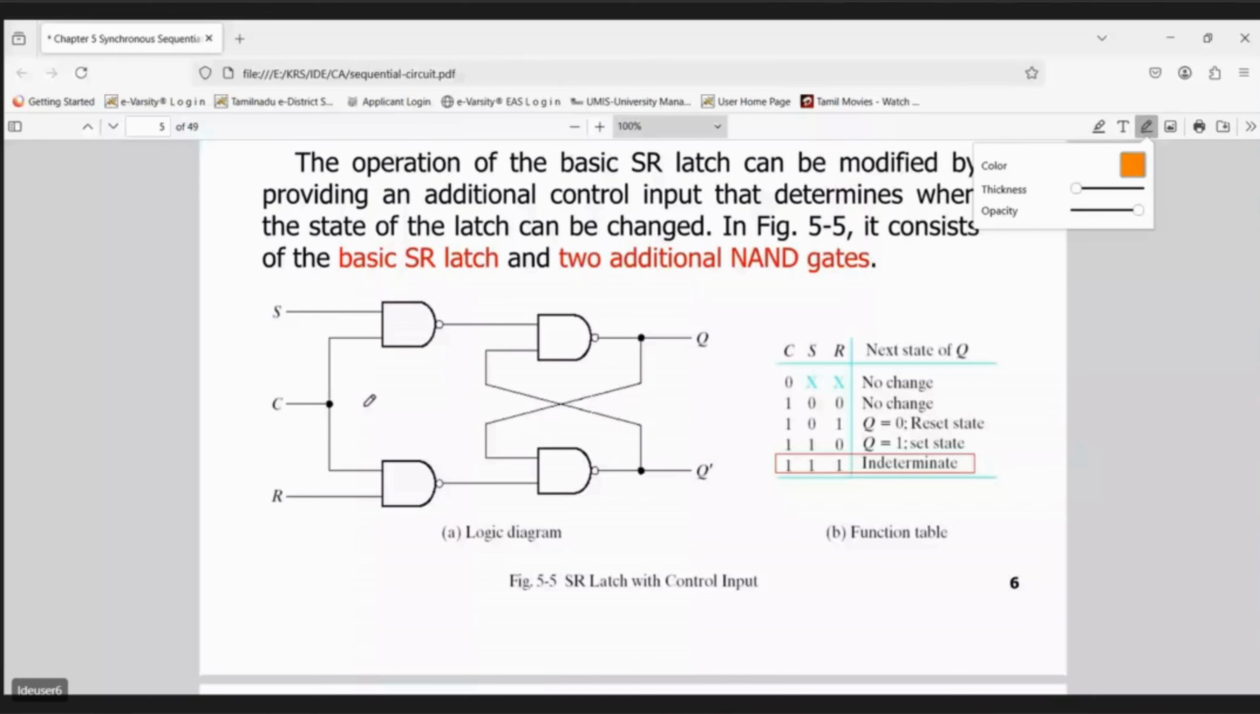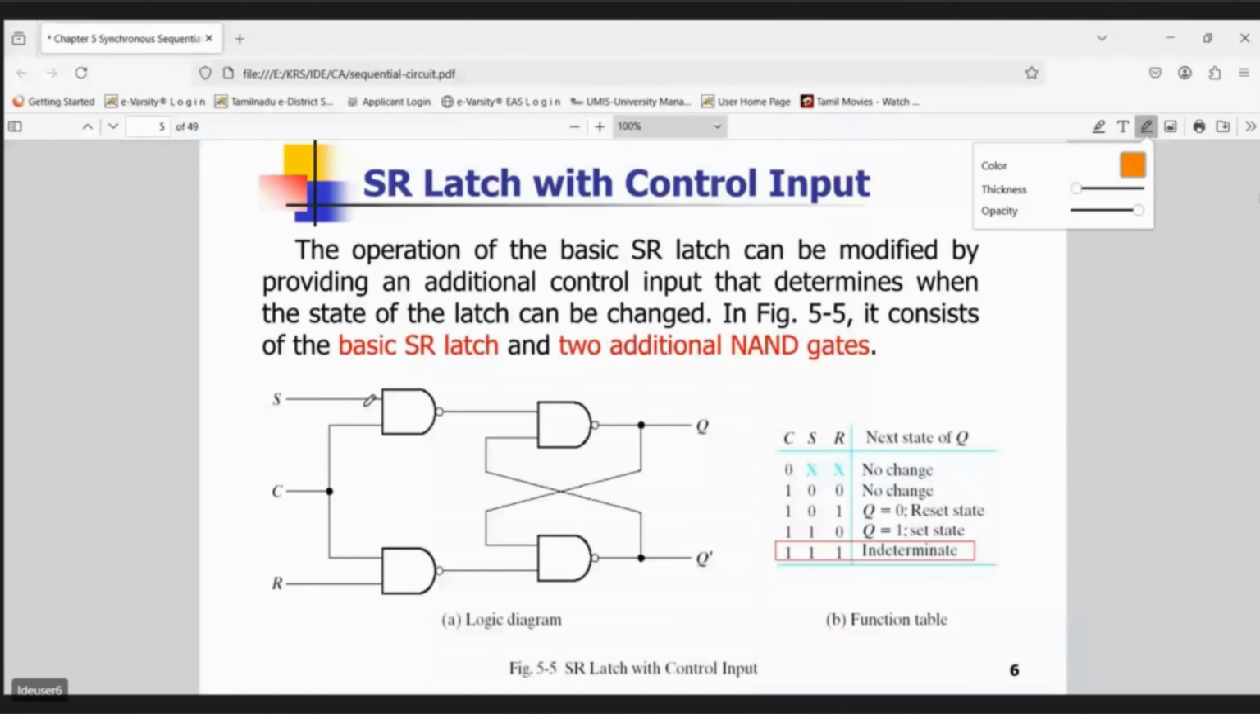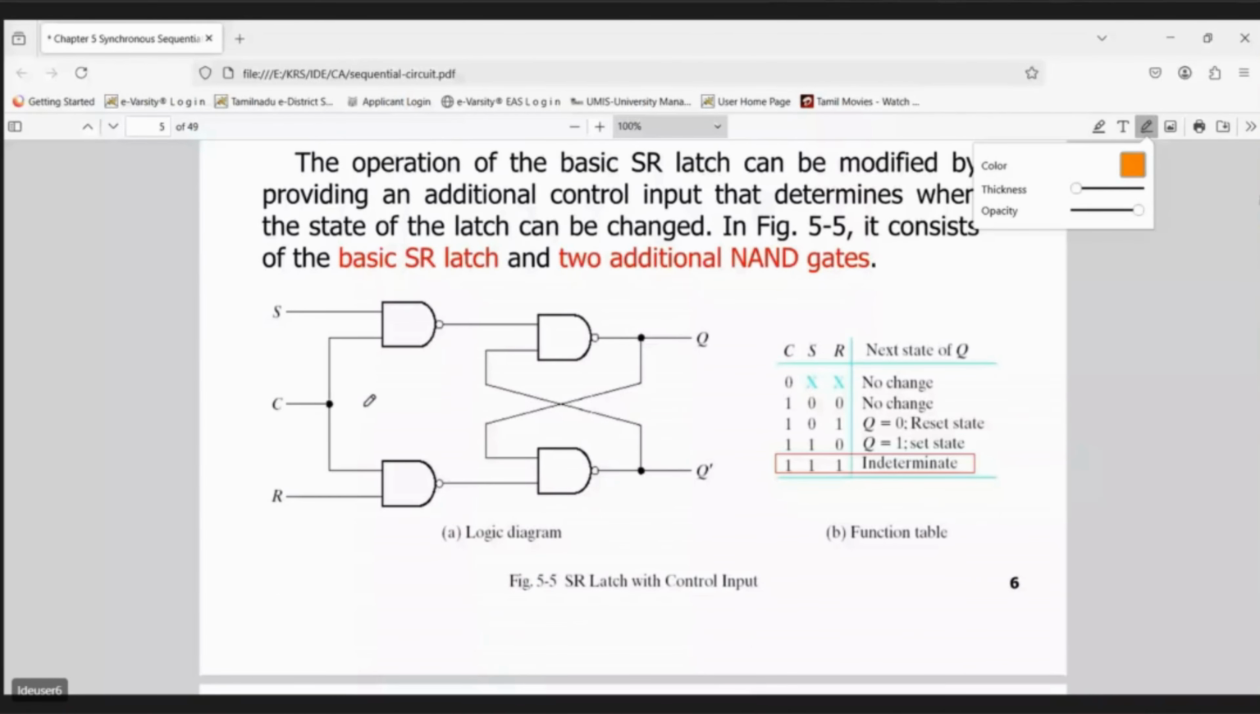It is a control input. SR latch with control input. The operation of the basic SR latch can be modified by providing an additional control input that determines when the state of latch can be changed. The figure 5.5 consists of basic SR latch and 2 additional NAND gates.